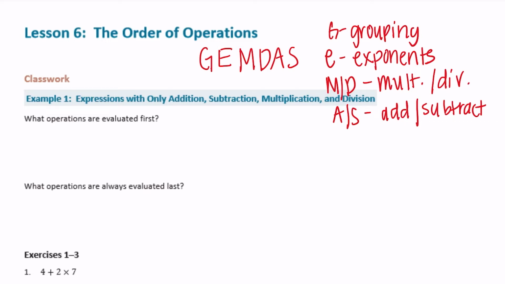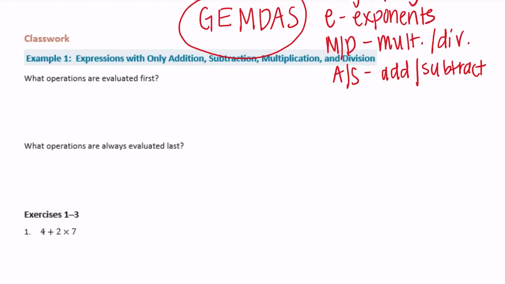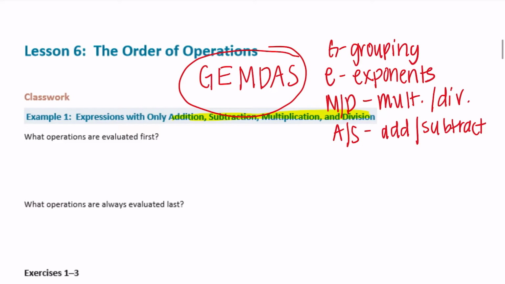So let's start answering the questions. But remember GEMDAS. That'll help you always remember the order in which we solve a problem. So what operations are evaluated first? So first, it's only talking about addition, subtraction, multiplication, or division. So between those, if we're looking down our GEMDAS, if there's no grouping and no exponents, we're just talking multiplication, division, and subtraction. Remember, we solve multiplication or division first.